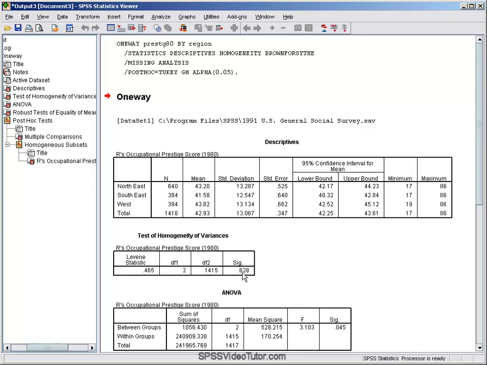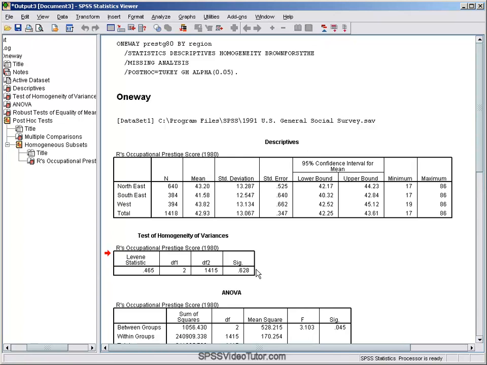If the significance value is 0.05 or greater, then you have not violated the assumption of homogeneity of variance. If this value were less than 0.05, then the assumption of homogeneity of variance is violated, and you will need to use the table labeled robust test of equality of means instead of the ANOVA table.